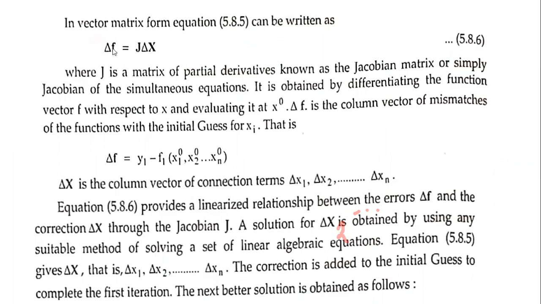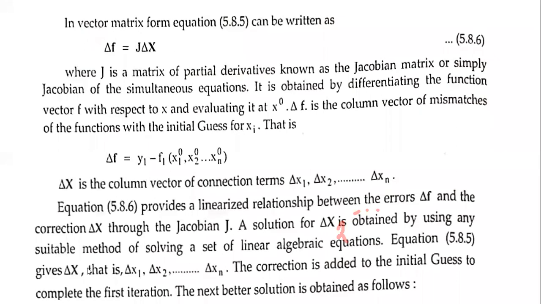between the errors delta f and the corrections delta x through the Jacobian matrix J. A solution for delta x is obtained by using any suitable method of solving a set of linear algebraic equations.